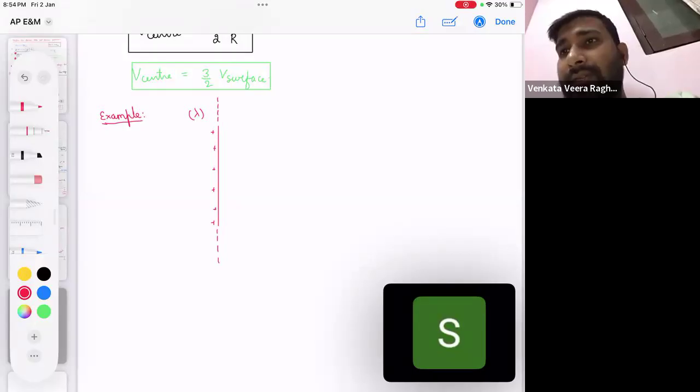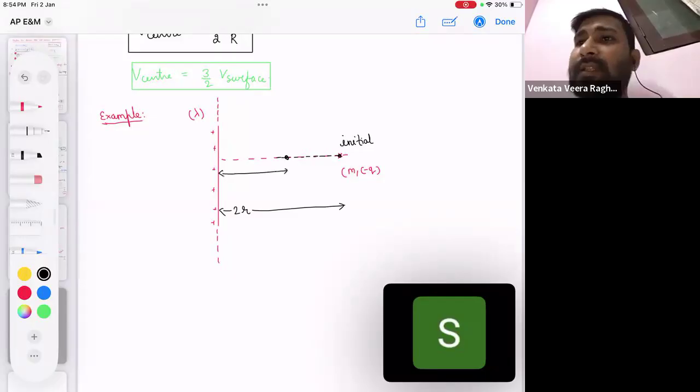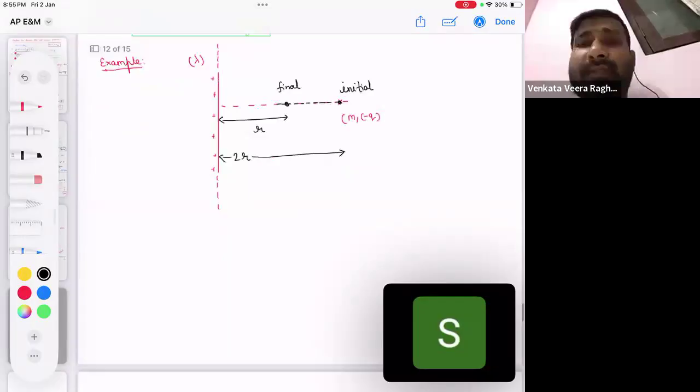If I release a particle from here, a particle of mass m and charge minus q, what will happen? Is this particle going to be attracted towards the wire or not? This is the initial position of the particle, 2r distance from the wire, and when the particle reaches r distance from the wire, it will have been attracted towards the wire. They are asking in the question, find the velocity of the charged particle.